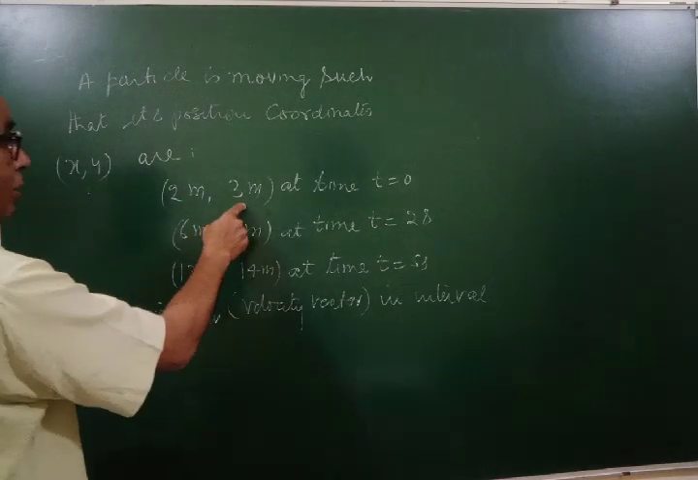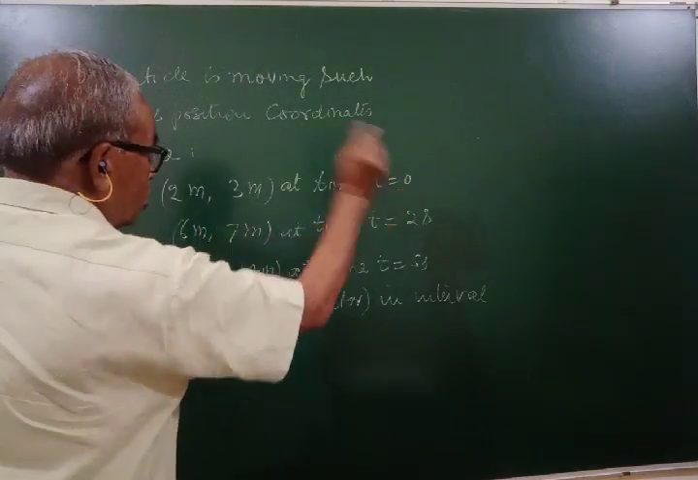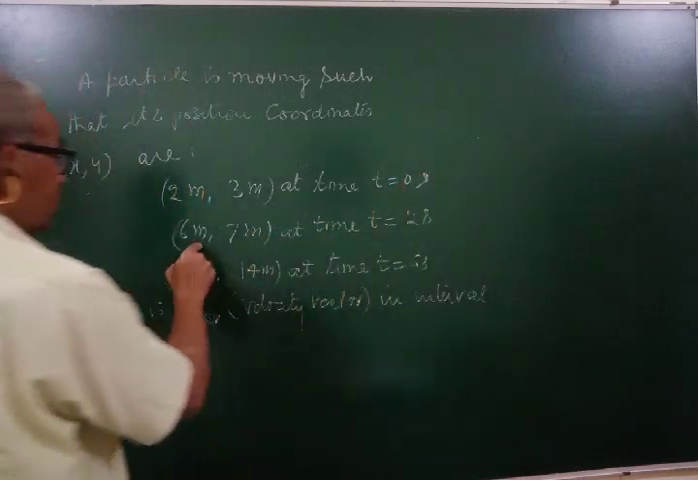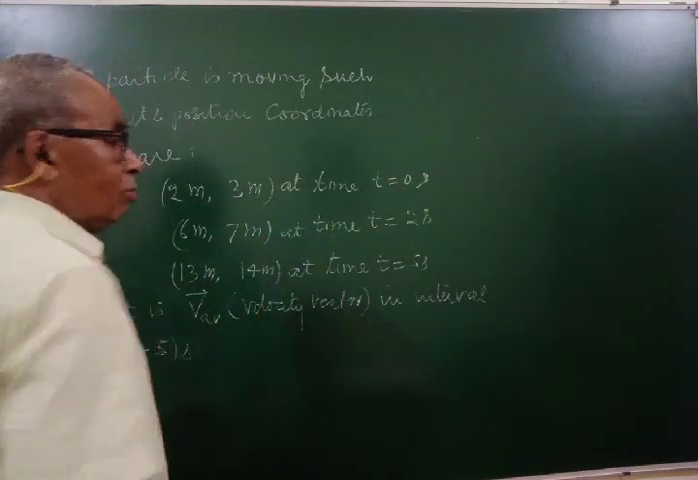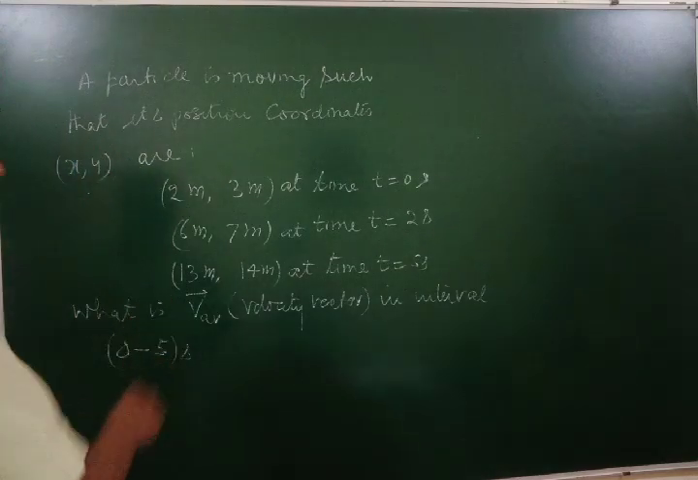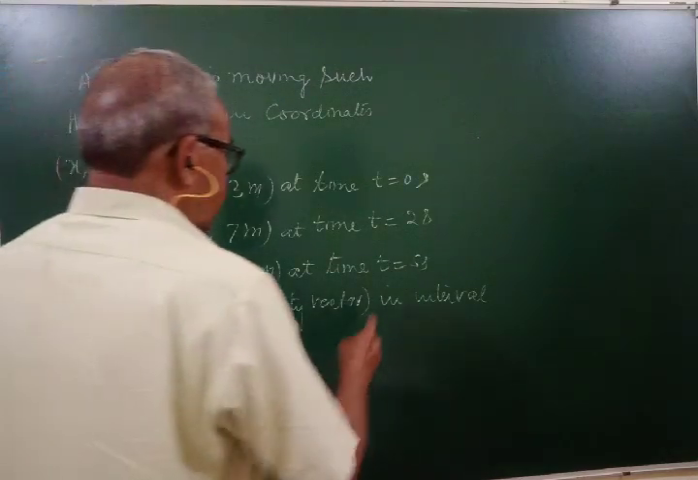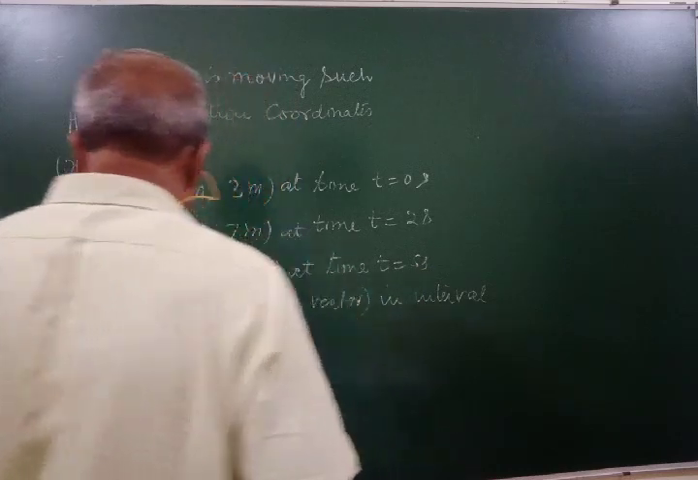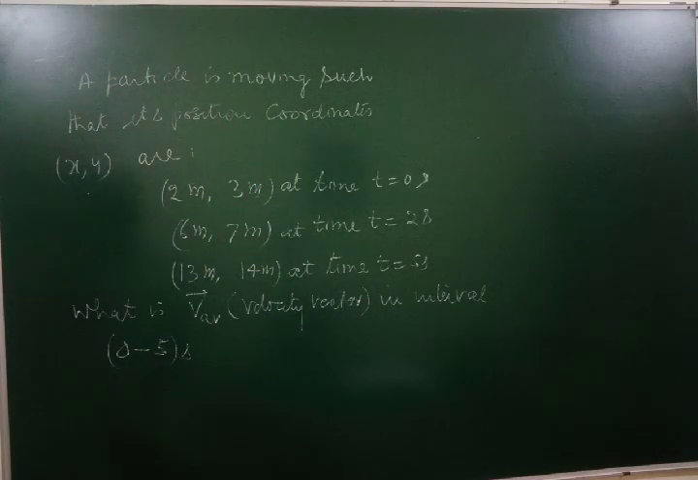2 meter, 3 meter at time t equal to 0 second, and 6 meter, 7 meter at time t equal to 2 seconds, and 13 meter and 14 meter at time t equal to 5 seconds. What is the V average, that is the velocity vector, in the interval 0 to 5 seconds?